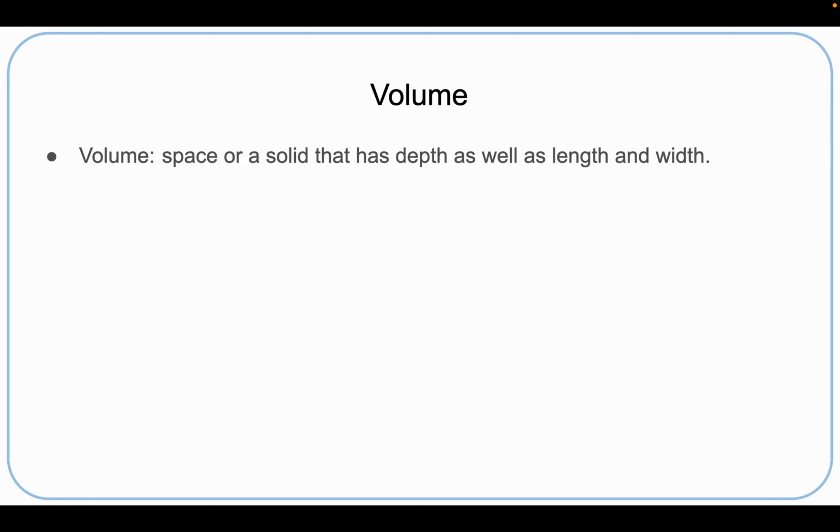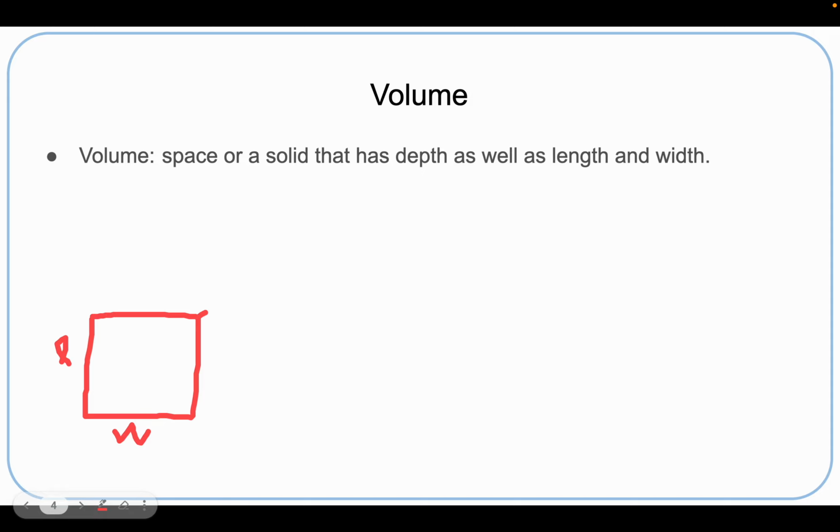So volume is space or a solid that has depth as well as length and width. So we know that area of a figure is length times width. That's what we're accustomed to, area. But volume is not flat, it's three-dimensional.